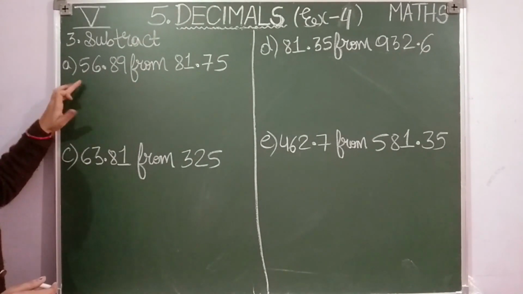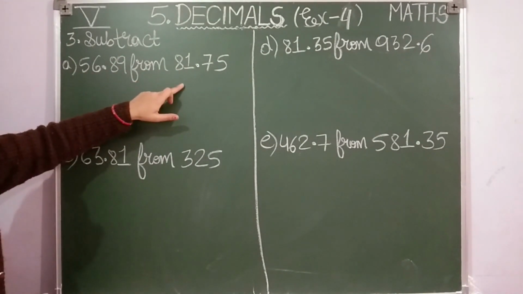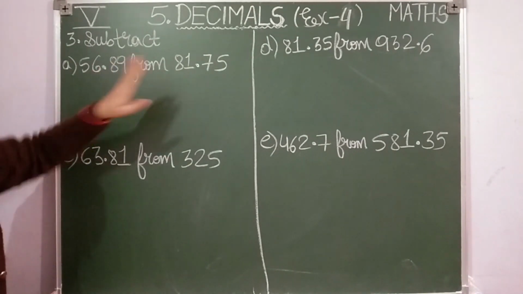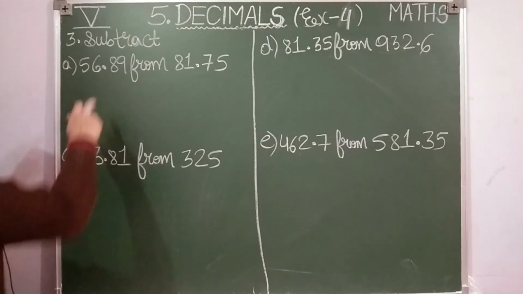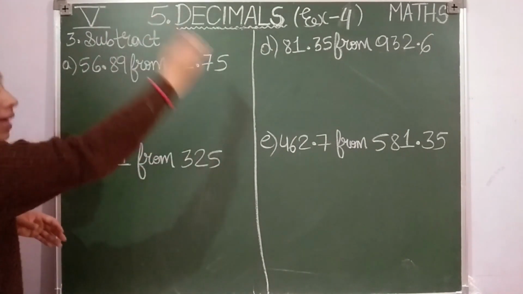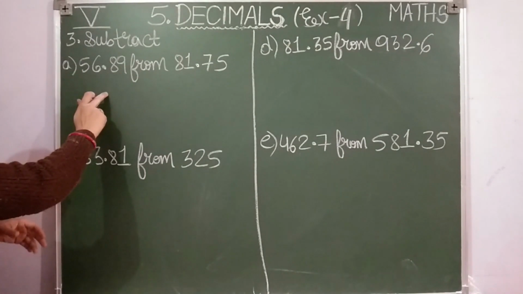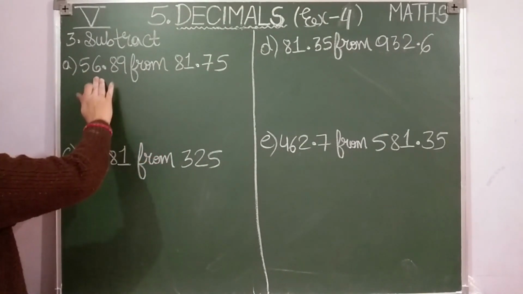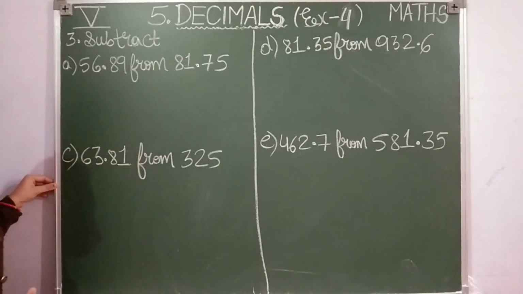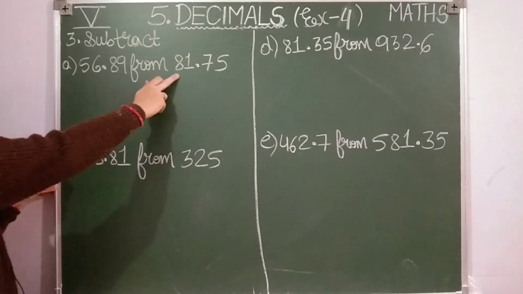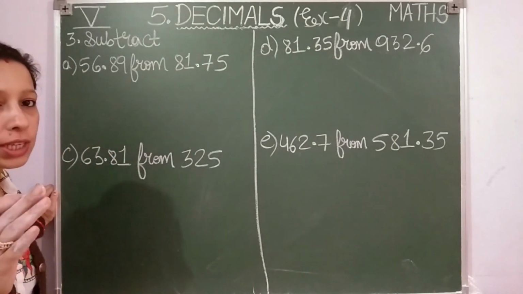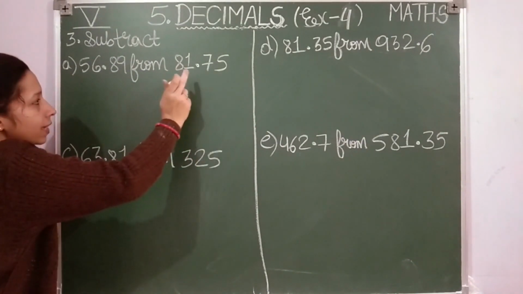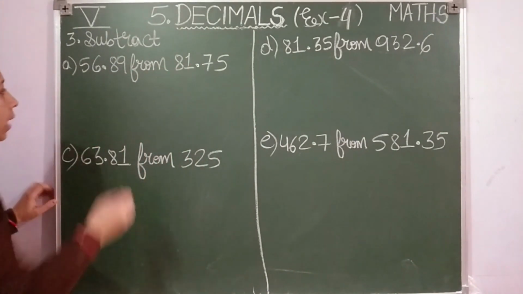Which number we should write first, this one or this one? Obviously the second number. Whenever from word is given, students, always write the second number first. Okay, why? Because you are asked to subtract this from this. So this will come first itself. Okay, and also you can see 56.89 and 81.75. Which number is greater? For subtraction, you have to write the greater number first. Na? So here this is greater. You will write it here. But again remember this, whenever subtraction question is given with from word, always the second number first you are going to write.